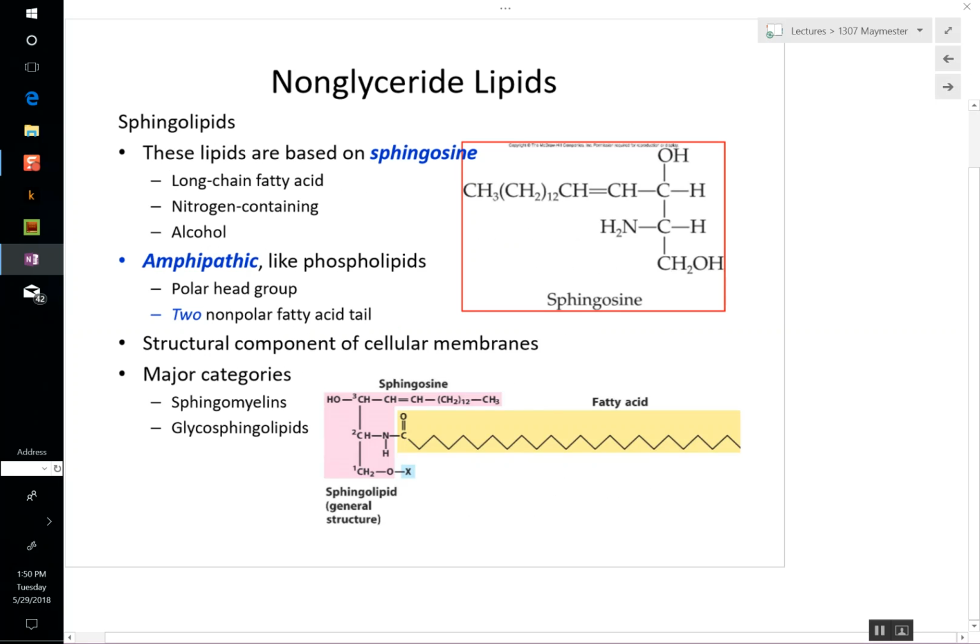Okay, so that's phosphoglycerides. Now we won't go into a great deal of detail. I'll show you the structure here. I'll introduce you to the name sphingolipids. Sphingolipids. And they get that name from this unit here, the sphingosine.